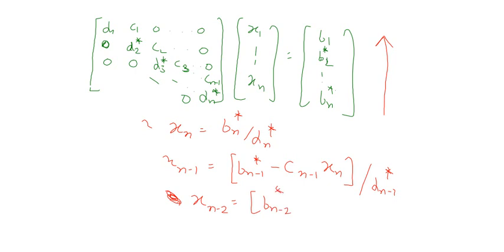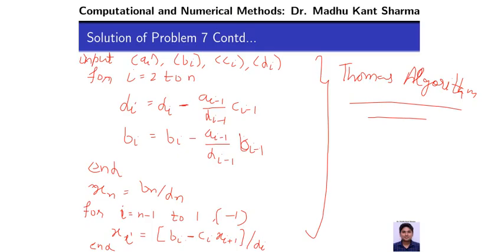Okay, and so on. So you can put them in a loop. So the pseudo code for this is as follows. You are supposed to get from the user the following input. You require the a_i's, b_i's, c_i's and d_i's, all three diagonals and the constant vector. Then you have the following n steps. For i equals 2 to n, d_i's and v_i's are updated. Then you are going to use the backward substitution method for finding the final solution. So this algorithm is called the Thomas algorithm.